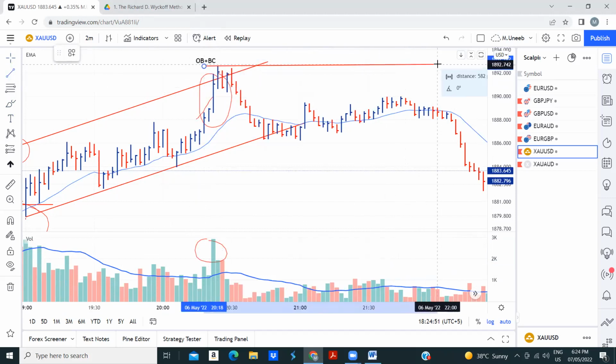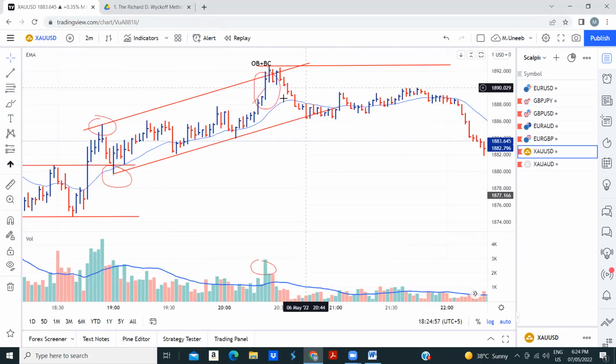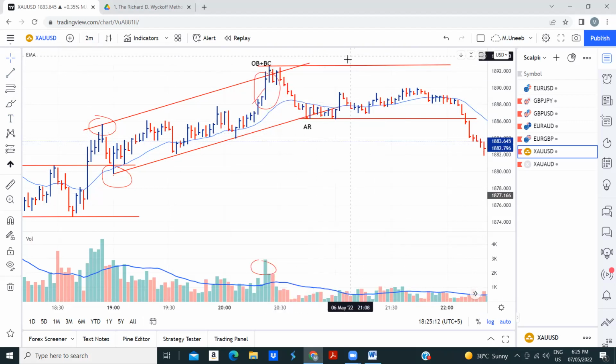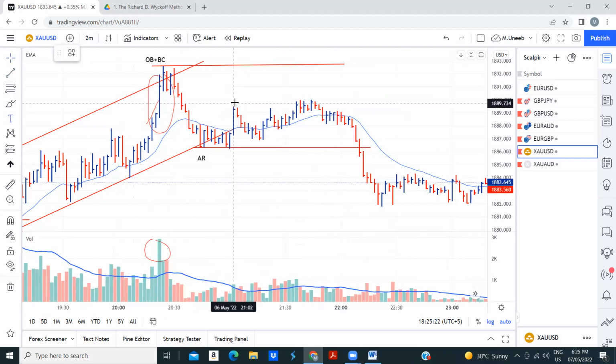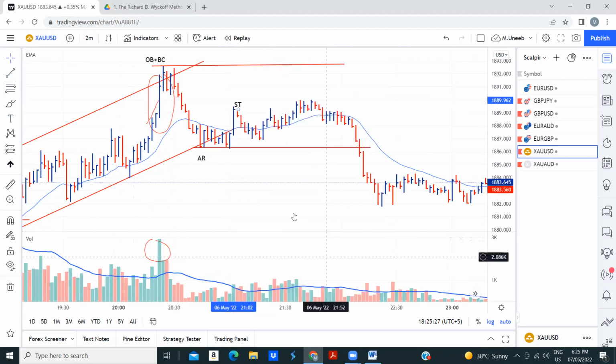Okay, now we will draw the channel here, the straight channel. And then the automatic reaction is this: when the price goes back and touches this line, now we have a trading range. We call it AR, automatic reaction. Now this one is the supply line. This is ICE. Got it? Now after ICE, when the price reacted first and goes down, this is the secondary test, right?